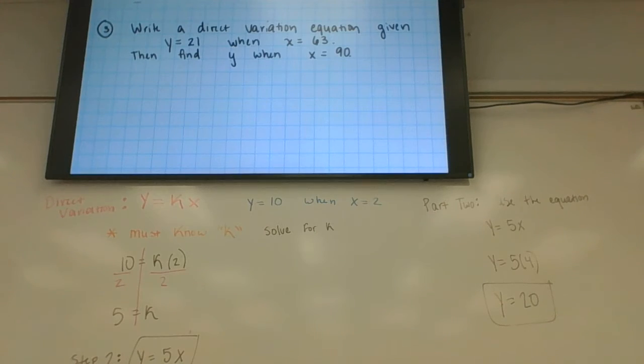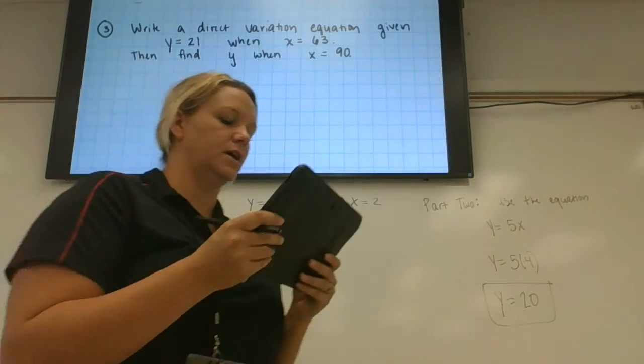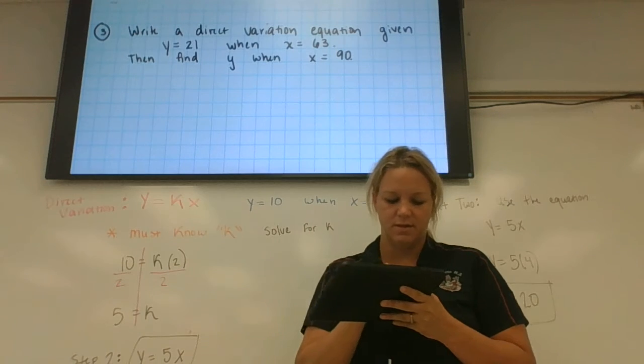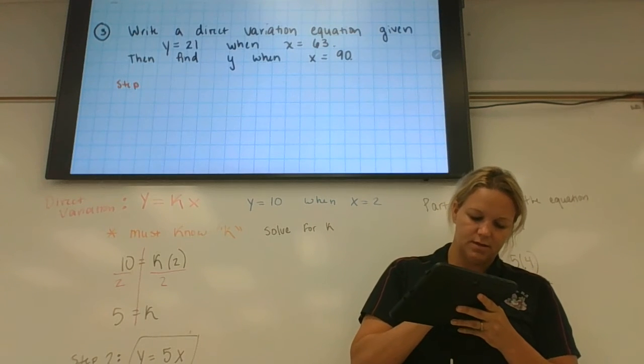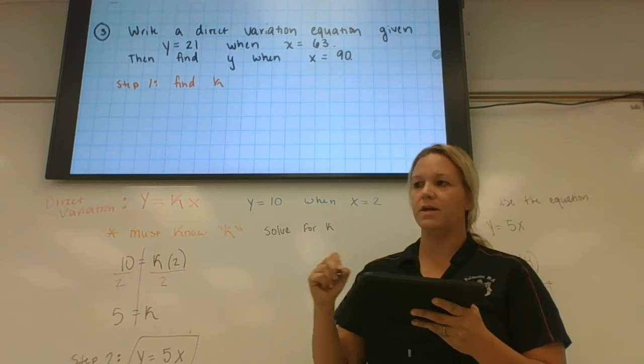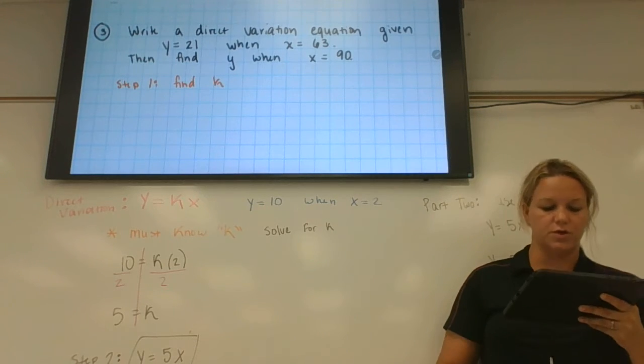Okay, a little more difficult here just to come up with K looking at it. So I'm going to use the steps. Show your work. Even if you feel like, man, I got this down, mental math, I want you to show your work.